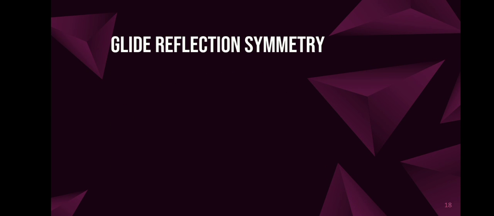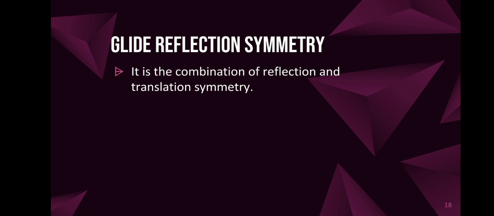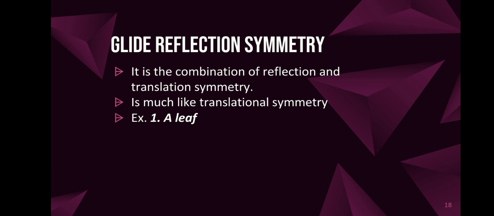The last type of symmetry is glide reflection symmetry. Glide reflection symmetry is the combination of reflection and translation symmetry. It is much like translational symmetry. Examples of this are a leaf and footprints.